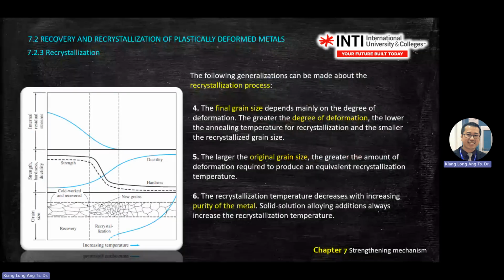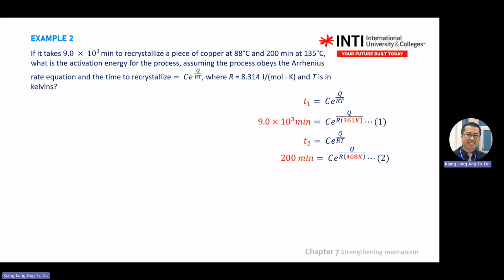Okay, so this one you read, there are 6. What I want you to look at is example 2. So example 2 is an application of this formula, the Arrhenius rate equation, where time to recrystallization is C e^(Q/RT). It gives you a time if it takes so many minutes to recrystallize a piece of copper at 88 degrees C and 200 minutes at 135 Celsius.